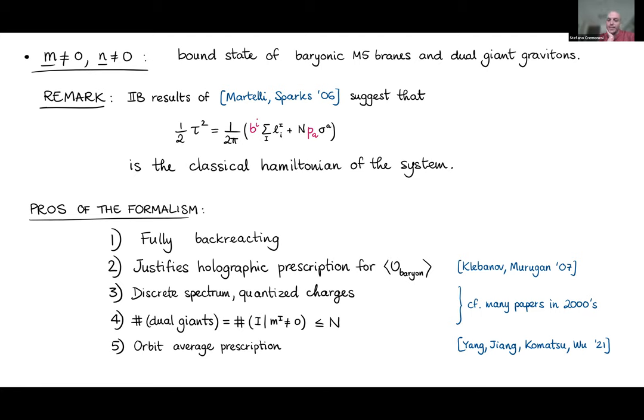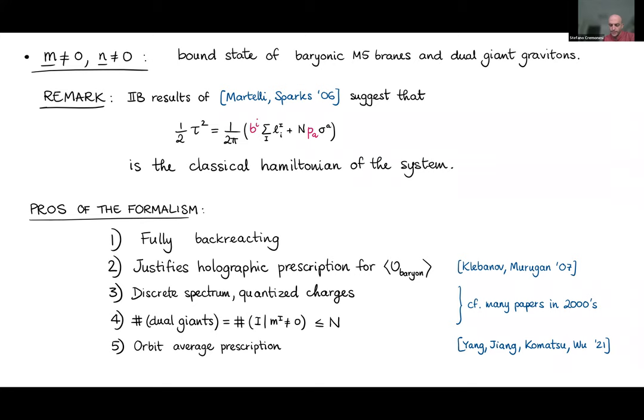Back in the day, when people were studying giant gravitons, dual giant gravitons, baryonic branes, etc., they were typically working in the probe approximation, whereas in our holographic effective field theory, we can keep track of the full backreaction of this object. So that's an advantage of our approach.